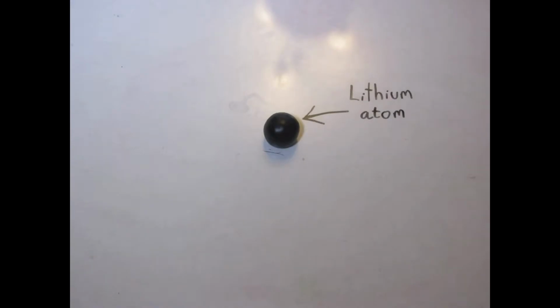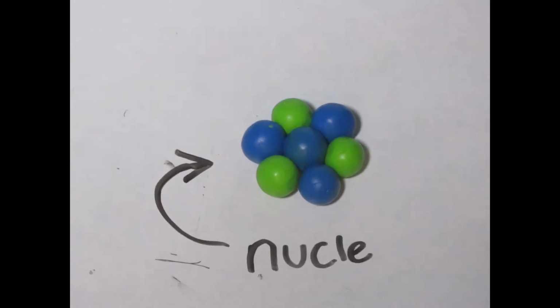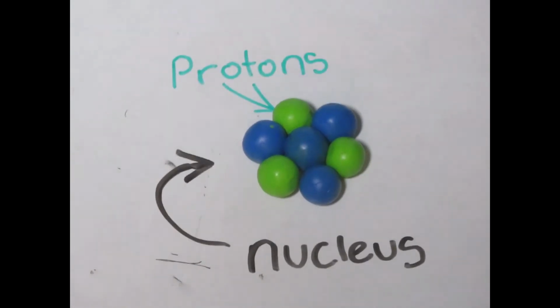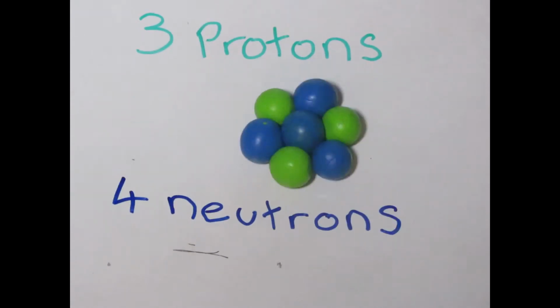Let's start off with an example. Here is the lithium atom. Let's take a closer look. In the middle we have the nucleus. It's made up of protons and neutrons. A lithium atom has 3 protons and 4 neutrons in its nucleus.